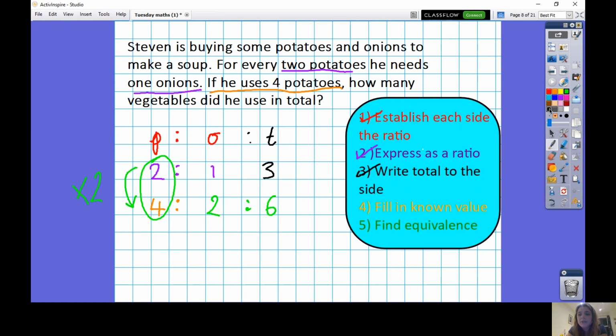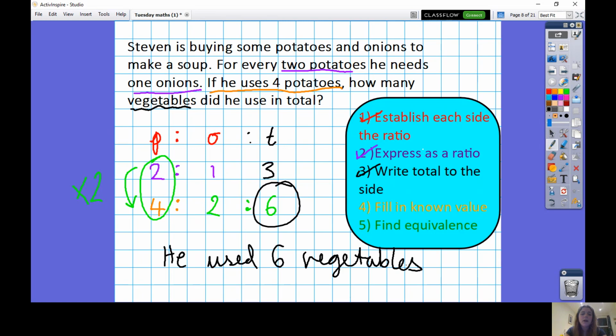Now we have to go back and actually work out what the question is asking us. How many vegetables did he use in total? Is my answer going to be 4, 2, or 6? Potatoes, onions, or total? How many vegetables? Well done if you've said 6. I'd now write my sentence. He used 6 vegetables.